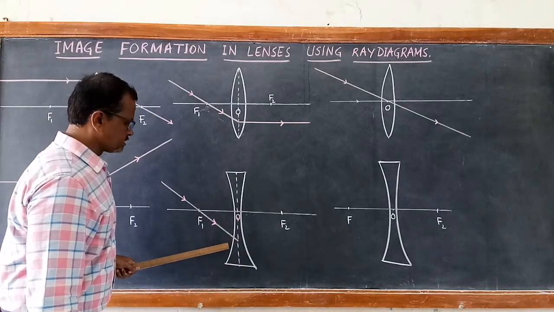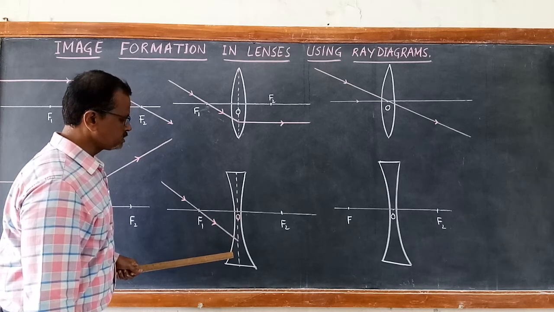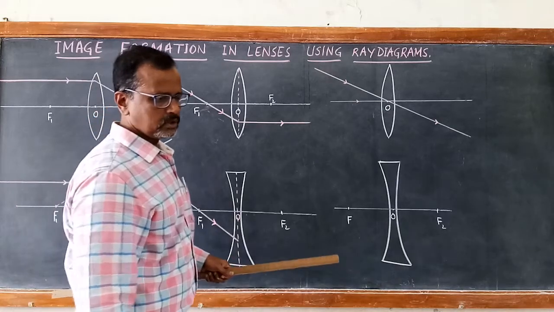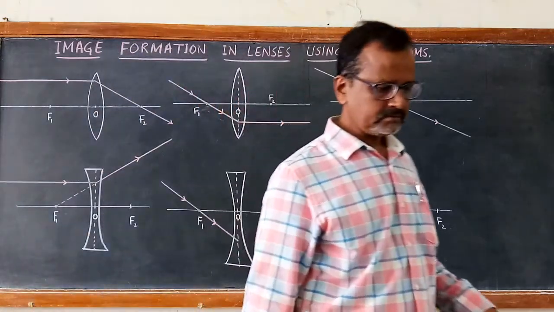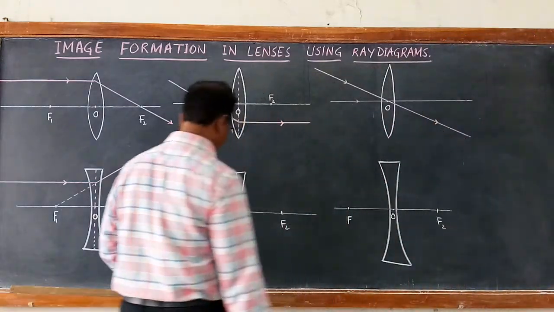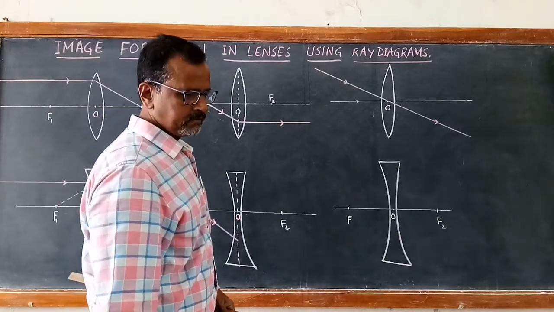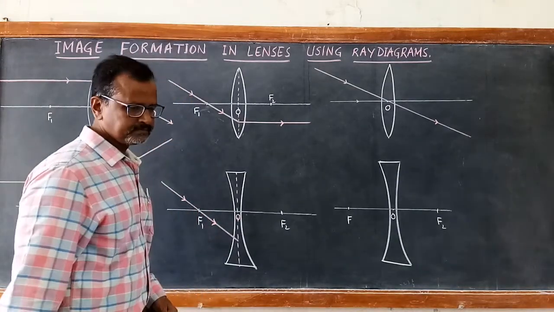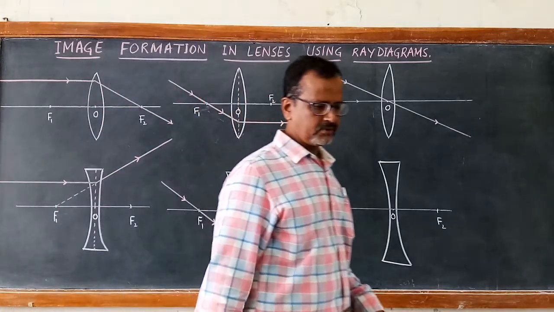After passing through this, what happens? Again it undergoes divergence. The divergence takes place in such a manner that after passing through the lens, it should go parallel to the principal axis. But it appears to have emerged from the focus on the other side.